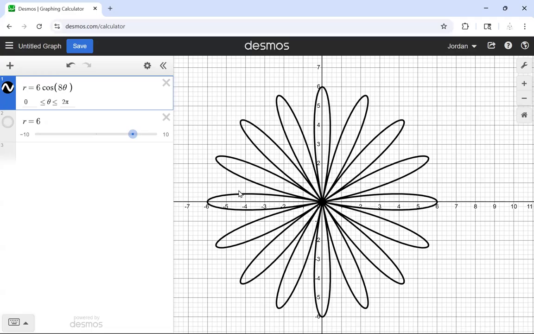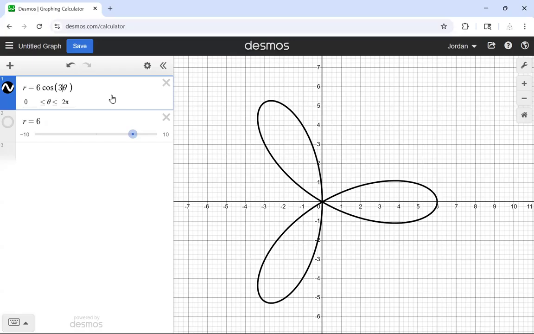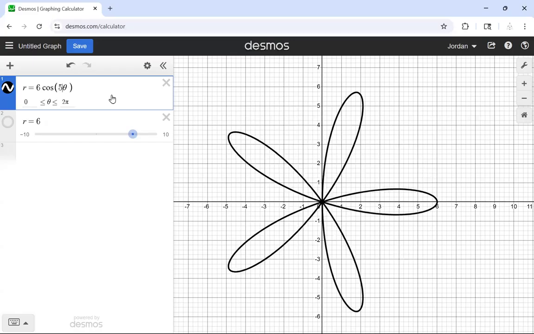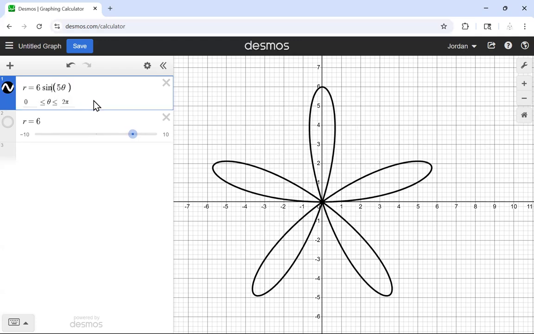Now, what if we do sine? Actually, let me do a lower number of petals so we can see this a little bit easier. Let's do 5 petals. What if I change from cosine to sine? I want you to notice that with cosine, one of the petals is aligned along the x-axis. If I change from cosine to sine with an odd number, then one of the petals is going to be aligned along the y-axis.